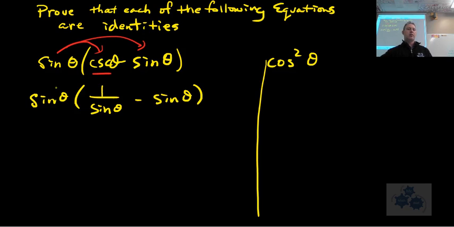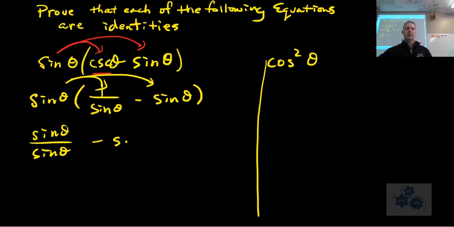Then we can do our multiplication. So we multiply this in. We get sine theta over sine theta when we do this multiplication. And this one here, we have minus sine squared theta. So at this point, we've done two things. We've rewritten using a reciprocal identity, and we've done an indicated operation by doing the multiplications. That's great. Now we look at what we have, and we have some choices.